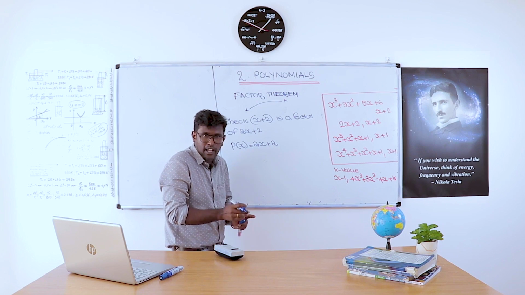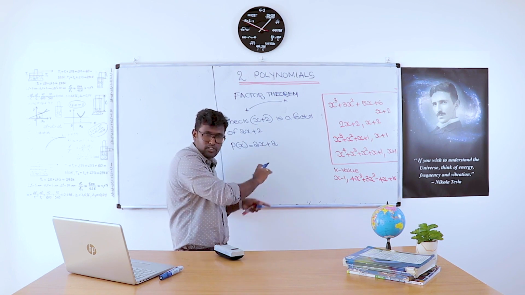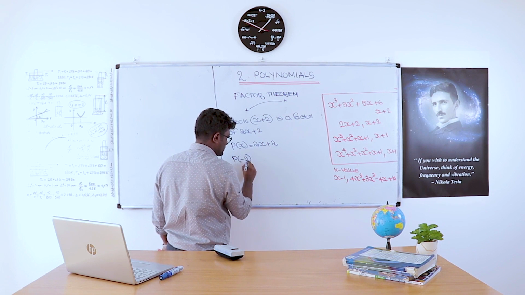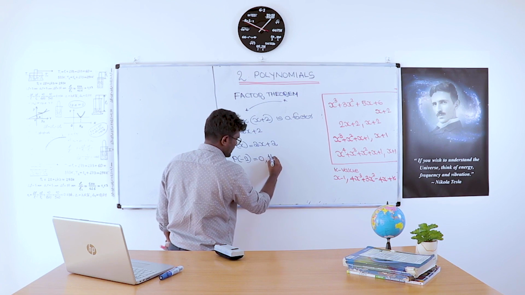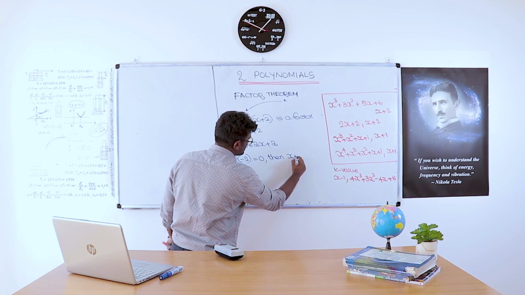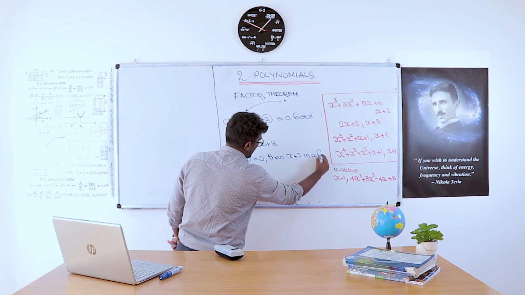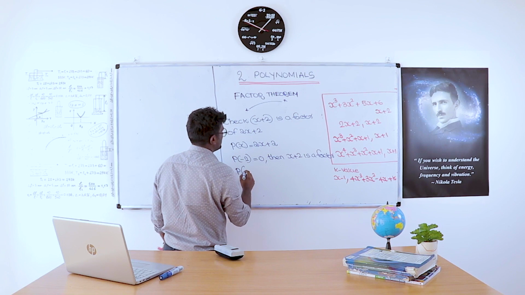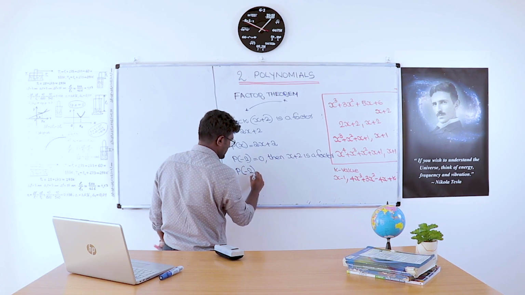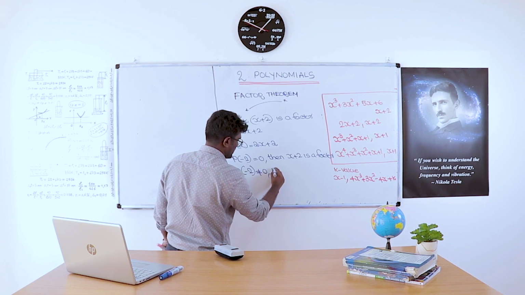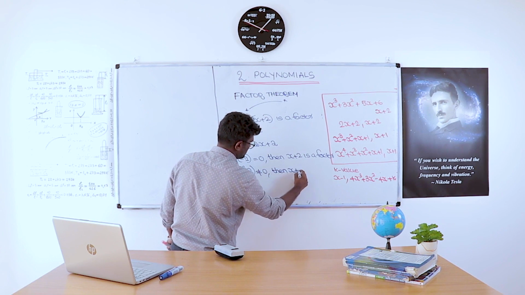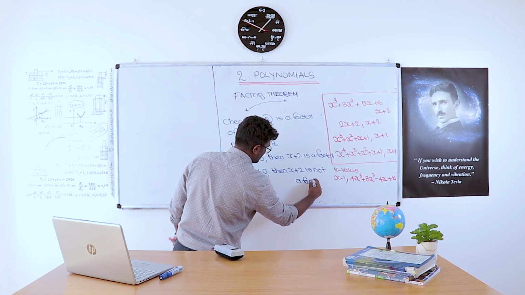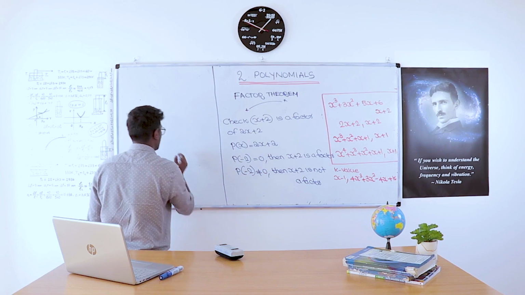If x plus 2 is a factor, then according to the remainder theorem, the remainder is 0. So how will you find the remainder? P of minus 2. If p of minus 2 equals 0, then x plus 2 is a factor. If p of minus 2 is not equal to 0, then x plus 2 is not a factor. So we want to check p of minus 2.